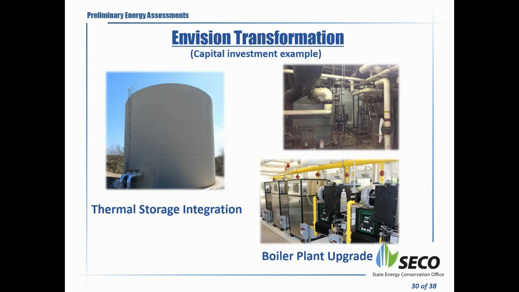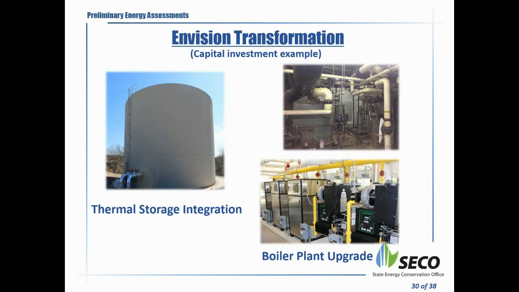So for example, on the left-hand side is an example of where a large thermal storage system was supposed to be integrated into an existing thermal plant. You have to keep in mind that this is a large physical obstruction. Where do you place it? What is the cost of placing it, and so forth? So doing some envisioning so that you have a good cost estimate is important.